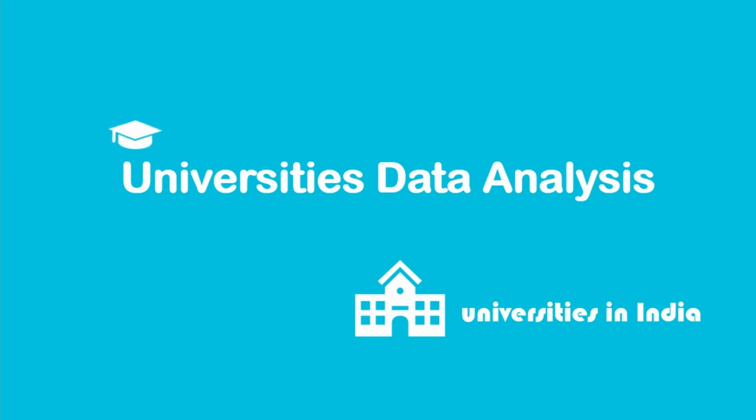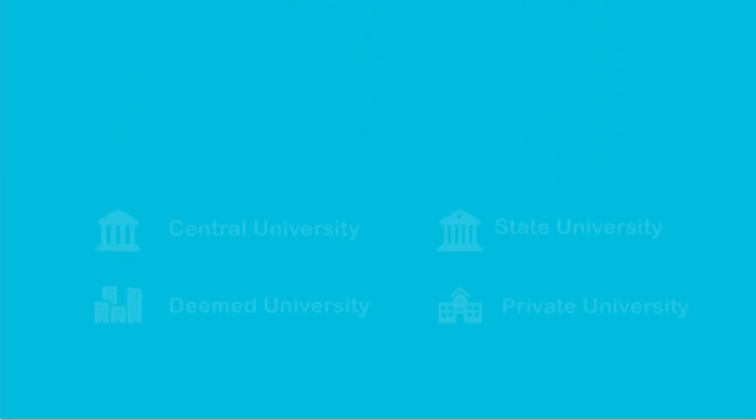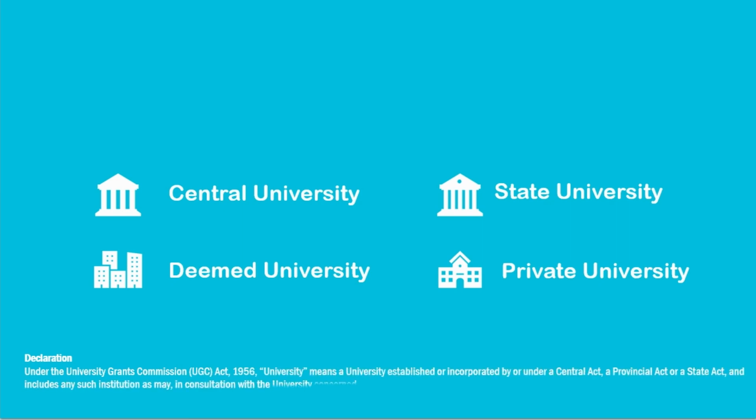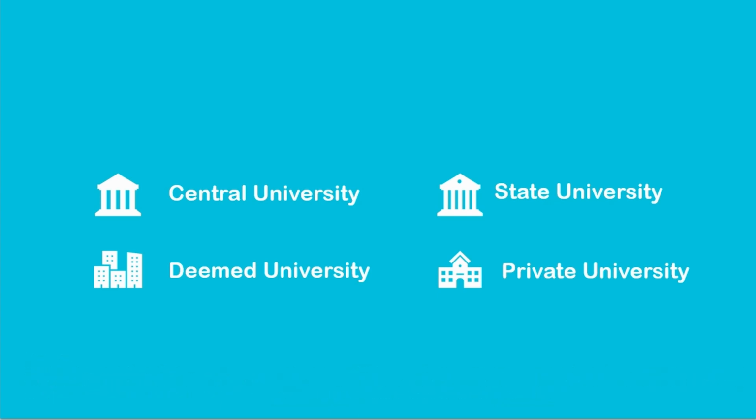Today I am going to do data analysis for universities available in India. There are mainly four types of university available in India. First one is Central University, which is controlled by Department of Higher Education. Second one is State University, which is run by state government. And last two are deemed and private, which are controlled by UGC.